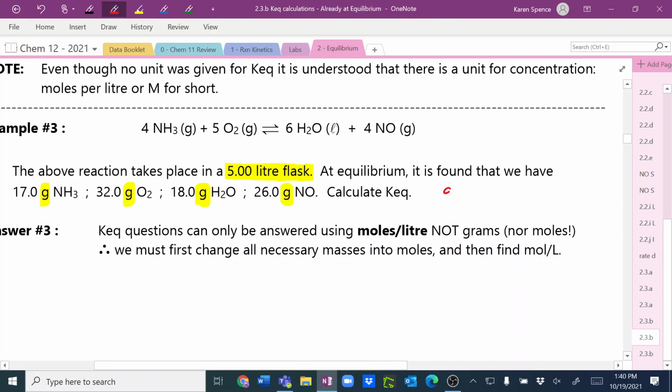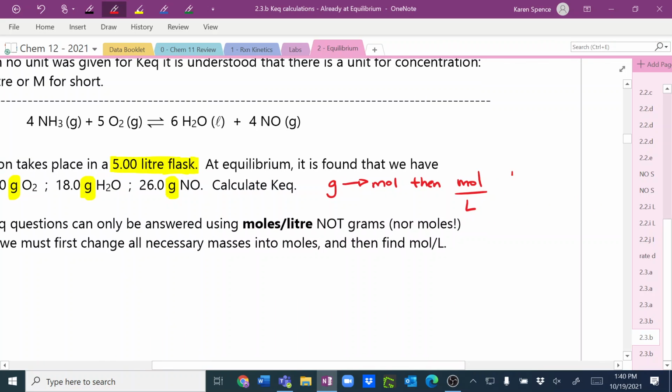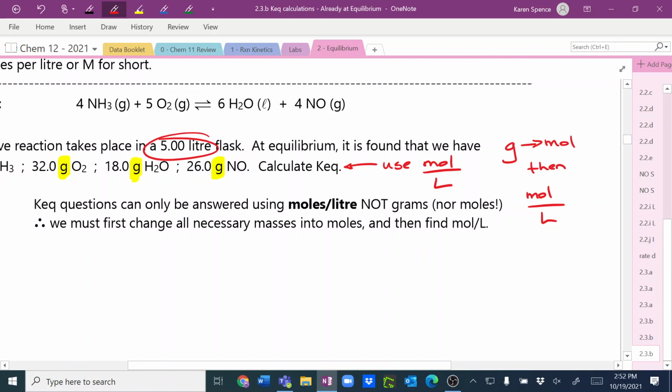You're going to have to take your grams and convert to moles. Then you're going to have to take your moles and divide by liters before you can use your KEQ expression. So there's a lot of work here.